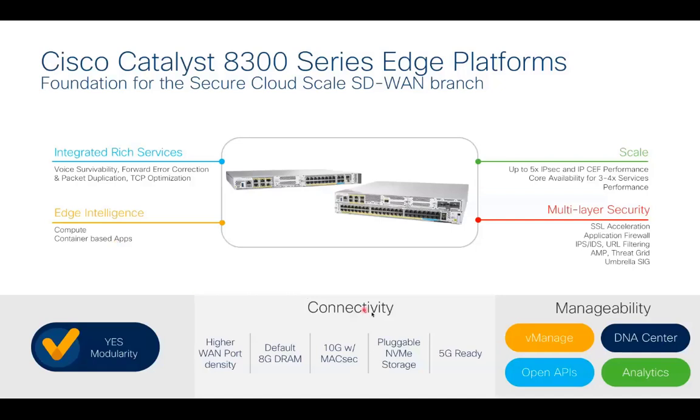When it comes to connectivity, these are the 5 key important points that I would like to talk about. First is we offer high WAN port density with 6 WAN ports on the front panel.